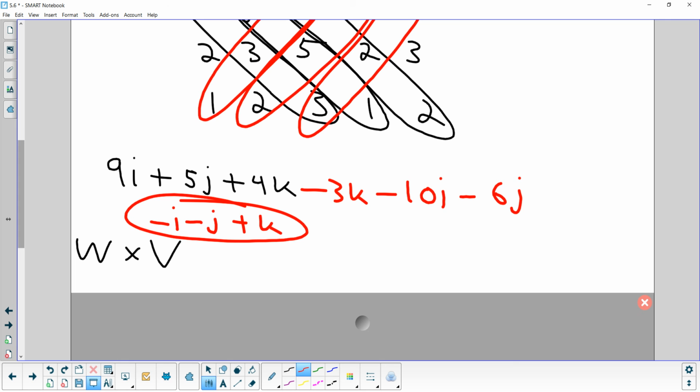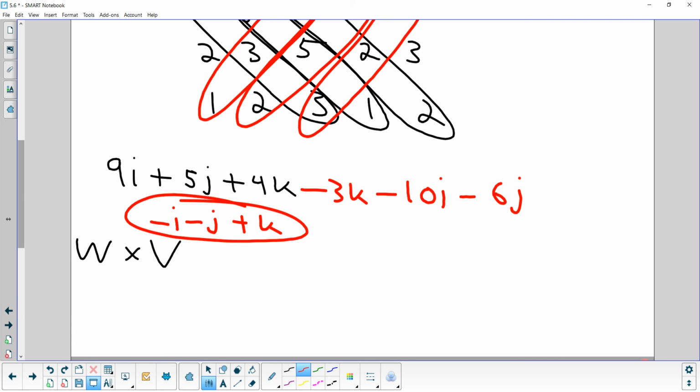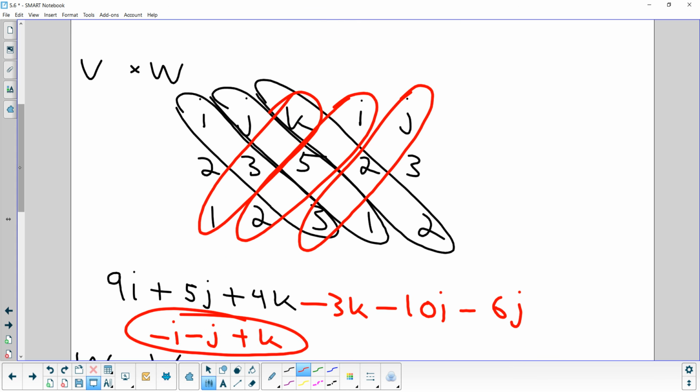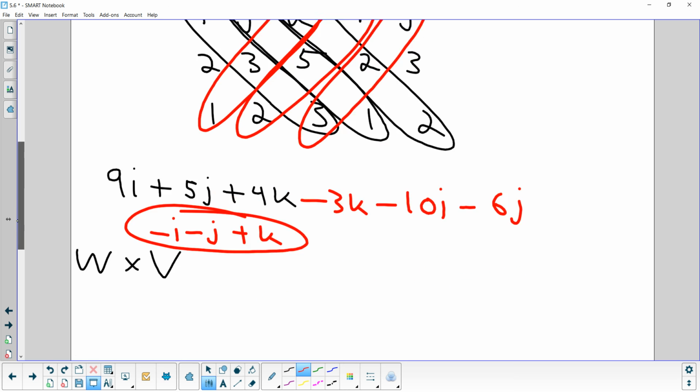So the last thing I want to finish up with is I want to multiply the same two vectors, but let's switch the order. What happens when you switch the order normally when you multiply two numbers? Still the same. Nothing happens. Well, let's try it here. What's going to happen when we switch the order is the two rows with numbers are going to switch places. The i, j, k stays the same.